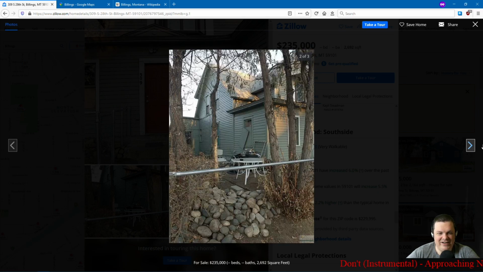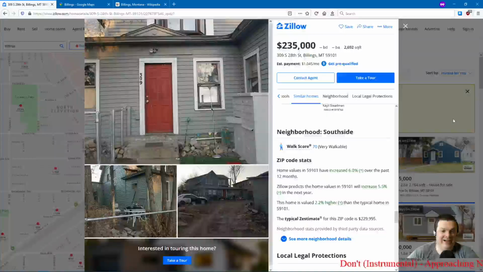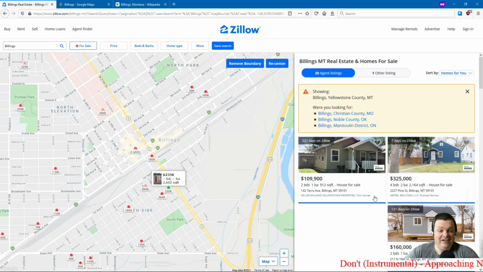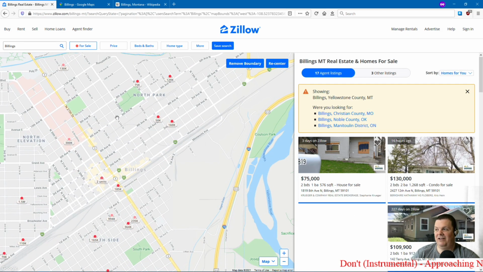It's really, really run down, isn't it? Why are there piles of rocks everywhere? There's no fencing here. Oh my god, it's just like a dirt pit with broken down cars in the backyard. I mean, okay. If you have $235,000 and some explosives, that'll be all right, right? It'll be all right. Speaking of being all right, we'll be right back.